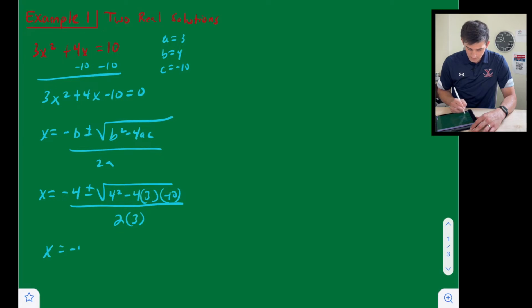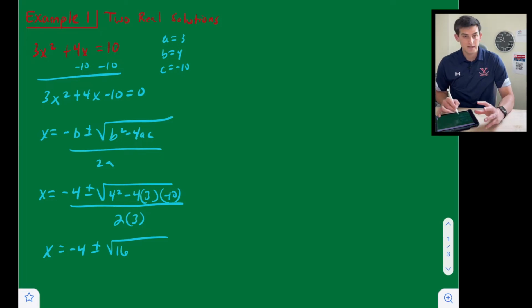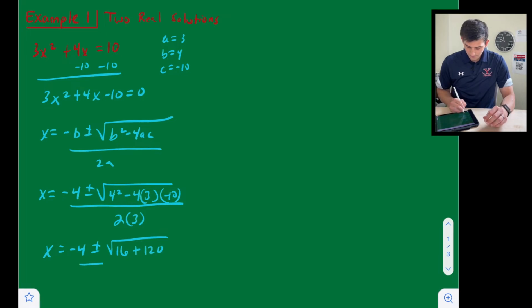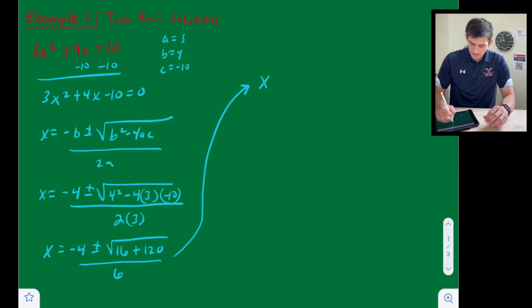So this gives us x equals negative 4 plus or minus the square root of 4 squared, which is 16. Now notice we have a negative 4, a 3, and a negative 10, and we're going to multiply those 3 numbers together. Since we have 2 negatives, this is going to result in plus. And we have 4 times 3, which would be 12, and then times 10 would be 120. And then we're going to divide this by 6. Okay, so now let's come back up here. Now we have x equals negative 4 plus or minus the square root of 136, divided by 6.